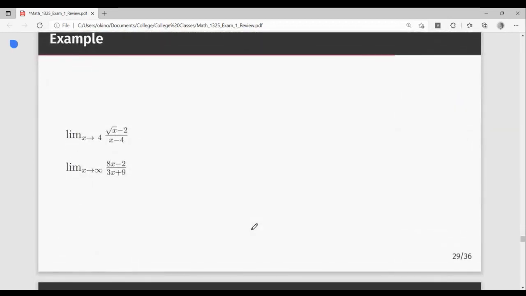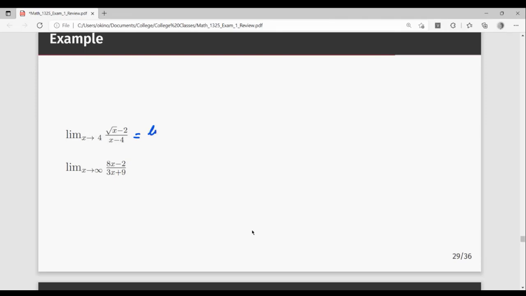So here's a quick example, right? In this first one, if we just substitute in, that's always the first thing you should try. Just substitute it in and see if it works. So if we plug in x equals 4, our denominator becomes 4 minus 4, which is 0, and we can't have that. So let's try to factor it out.